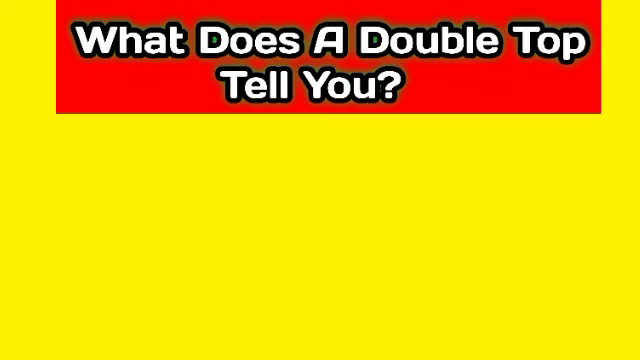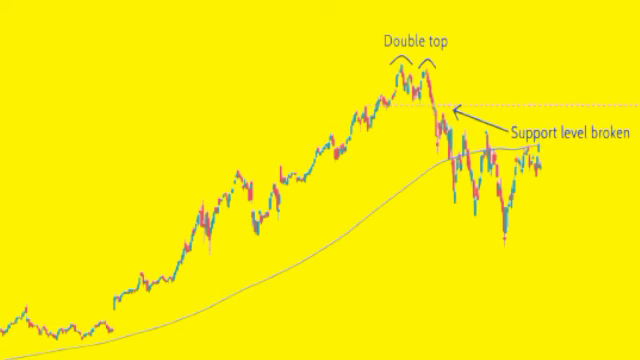What does a double top tell you? A double top signals a medium or long-term trend change in an asset class.